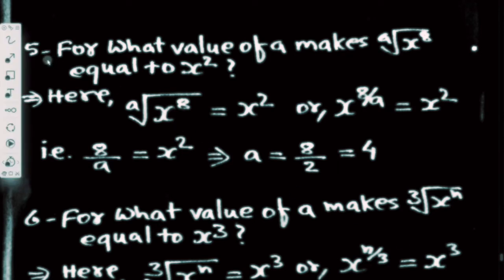See here more of the rules. For what value of a does the a-th root under x power 8 equal x square? As per the question, x power 8 by a equals x square, that is 8 by a equals 2, which gives a equals 8 by 2 equals 4.